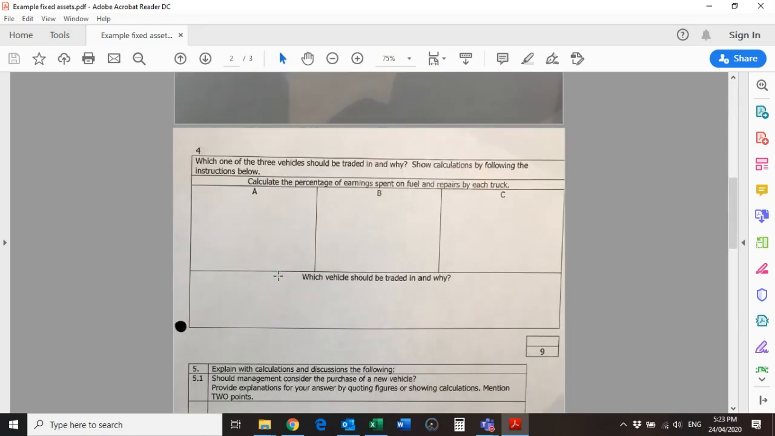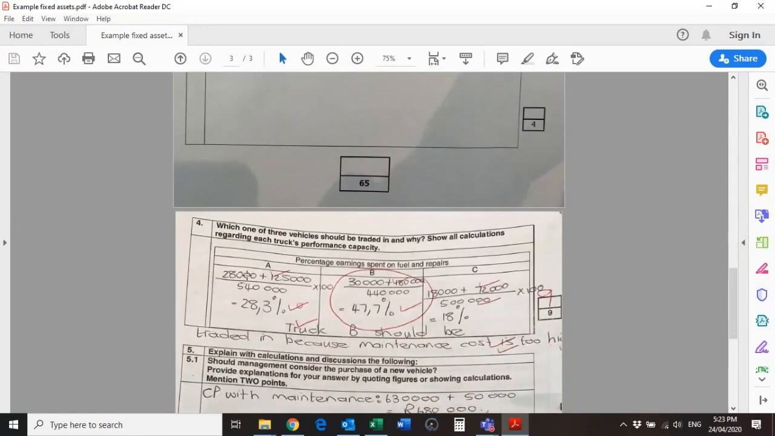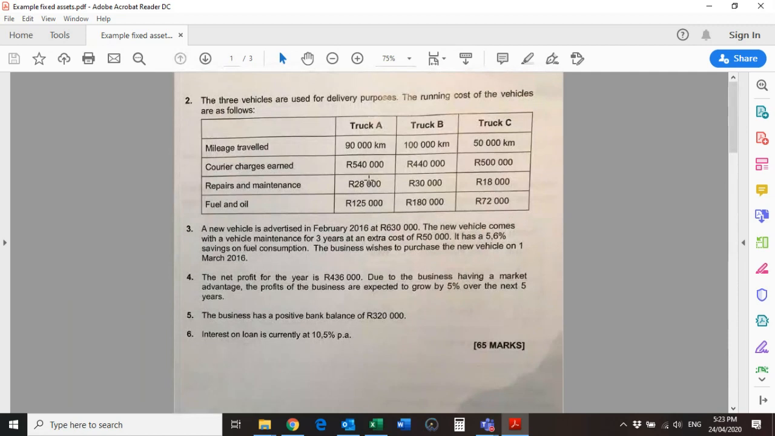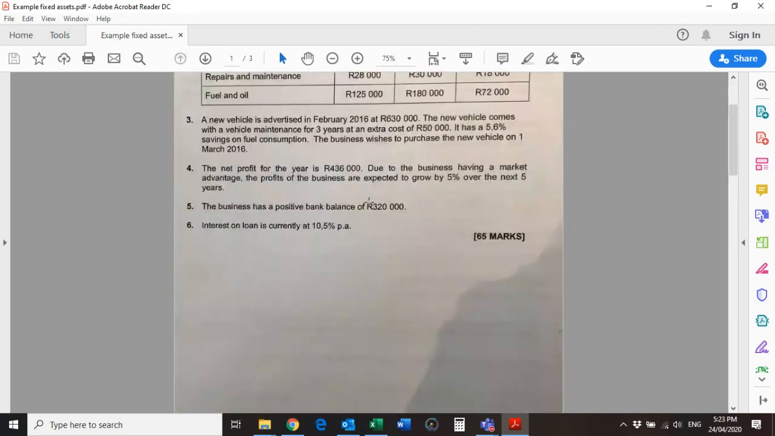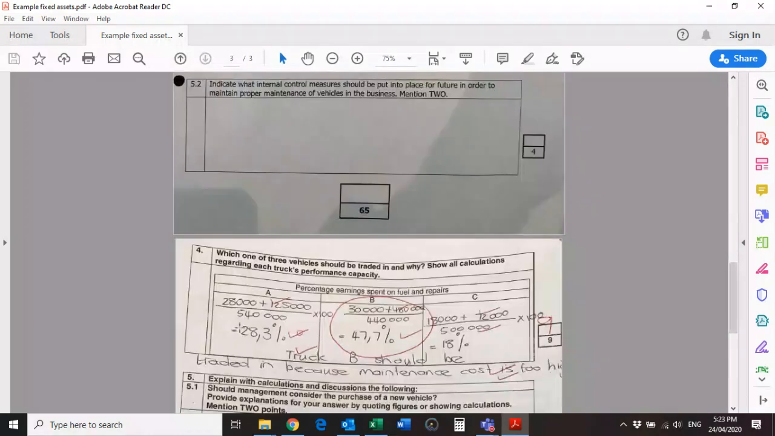Right, so let's see. What do you do? This is the repairs price and this is the fuel price. Now I'm adding fuel and repairs as a percentage of earnings, putting it on top of my earnings. Can you see? I'm working out a percentage and that gives me 28.3%. Now I'm looking at my second truck, and this is my 30,000 rand plus my 180,000 rand over my earnings. I do the exact same thing with C. Then I get a percentage.